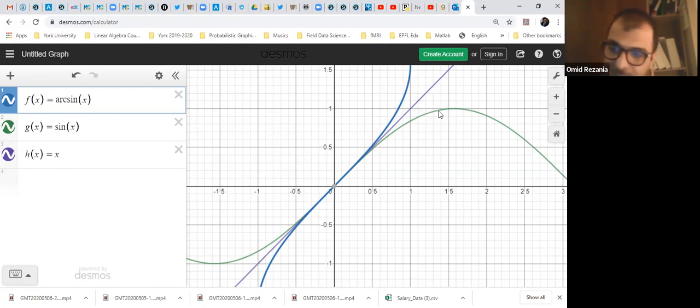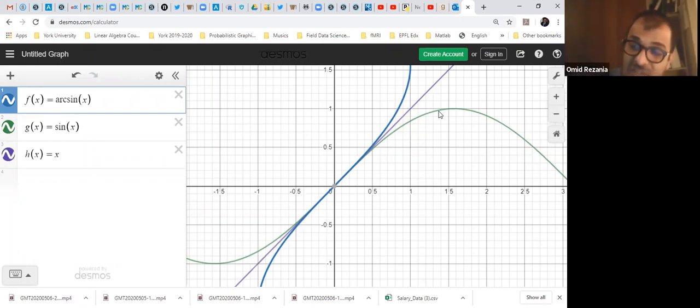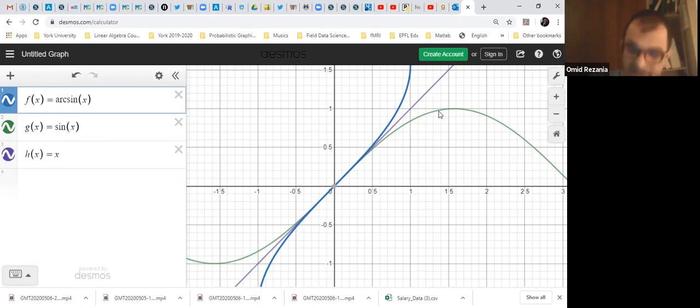Everything is good for you guys? No questions on the plotting, or on seeing the symmetric property of these two plots? No? Okay. If you have no questions, then essentially we have one task left to do.